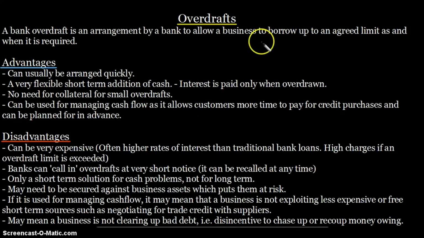Now before looking at debt factoring, let's look at overdrafts. An overdraft is not the same thing as a bank loan. It is an arrangement by a bank to allow a business to borrow up to an agreed limit as and when it is required. If you have made this agreement with the bank, you can draw as much as you want whenever you want. Of course there's a limit to that, but you can borrow high amounts.